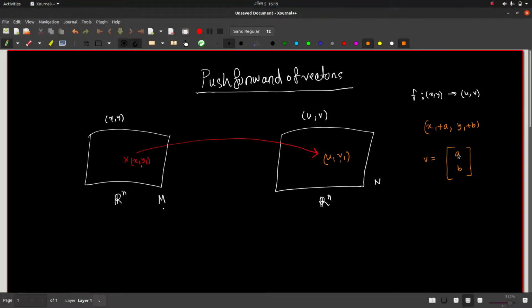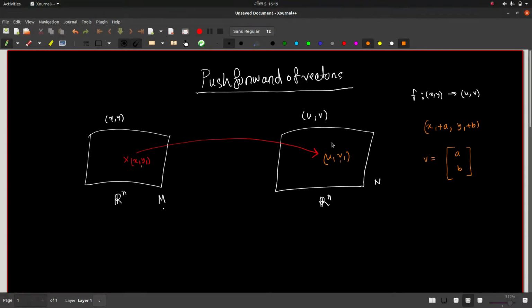Okay, so how does that change in the picture that we have over N? So this is where the concept of the push forward will come. So now let's define the push forward of vectors formally.